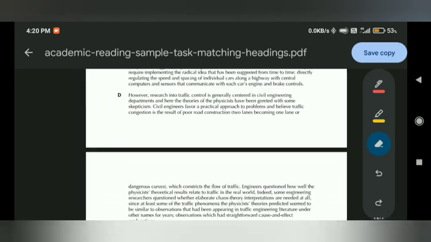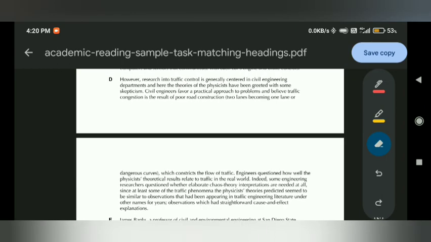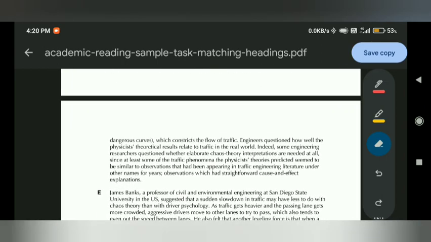So let's take a look at option D. However, researchers into traffic control is generally centered to civil engineering departments, and the theories of physicists have been treated with some skepticism. Engineers questioned how well the physicists' theories related traffic to the real world. Indeed, some engineers doubt at least some of the traffic phenomena the physicists predicted.